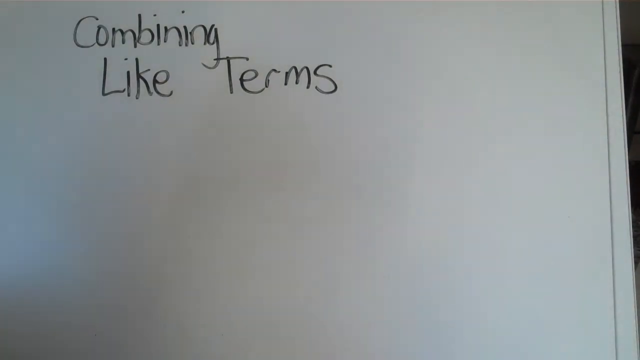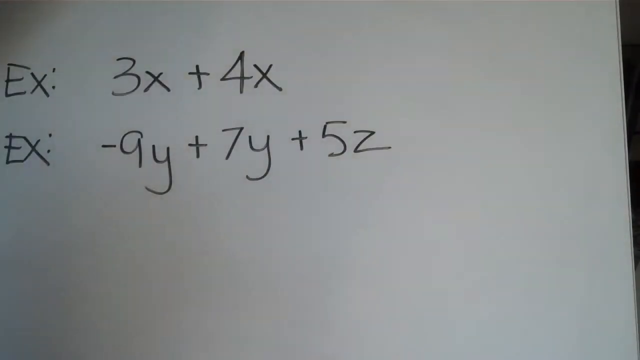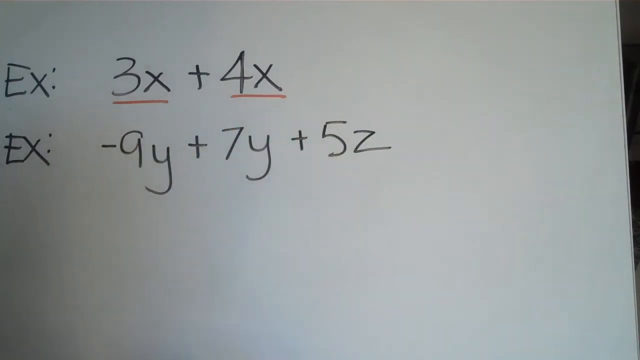So let's talk about combining like terms. Once you figure out what the terms are, how do we combine them if they're like terms? Okay, well, some of them are really simple. Obviously, the like terms here are 3x and 4x. They have the same variable, so you can combine them.